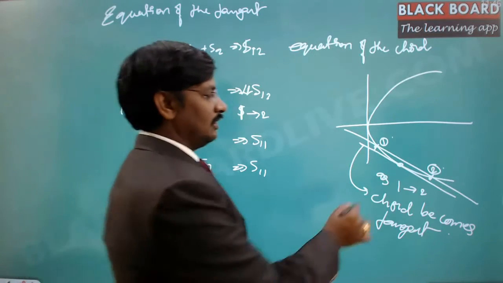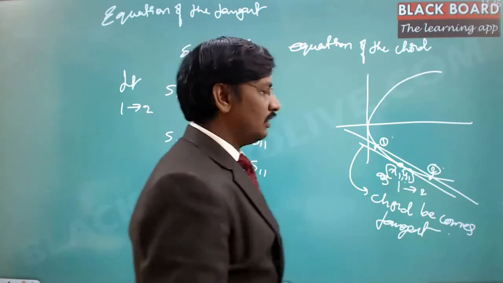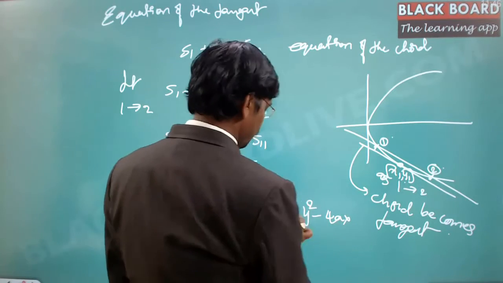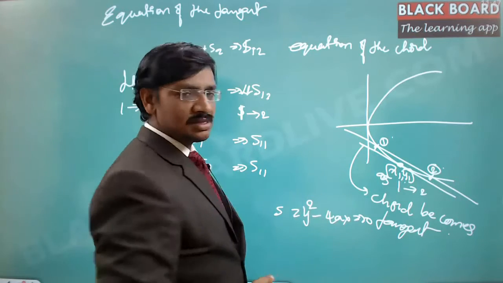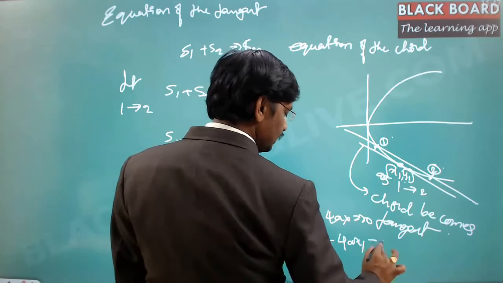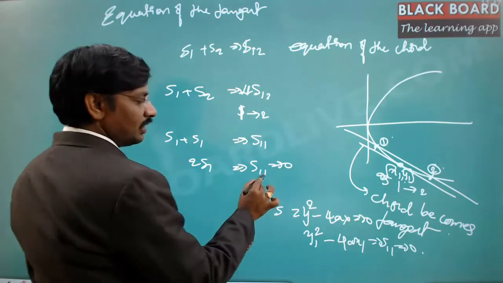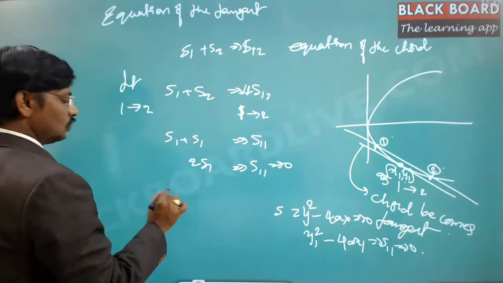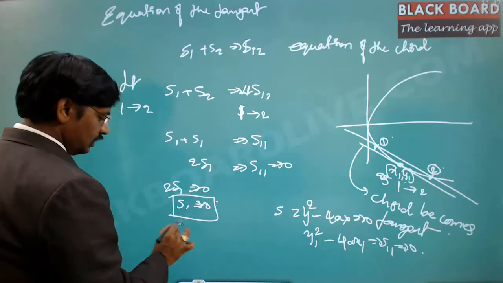S11 is nothing but, let us say this is a point x1 comma y1, then for the parabola y square minus 4ax, this is S equal to 0. Now if you substitute this point, as this point lies on this particular curve, obviously y1 square minus 4ax1, which is S11, is equal to 0. So 2 times S1 equal to 0, or S1 is equal to 0. So this is the equation of the tangent.